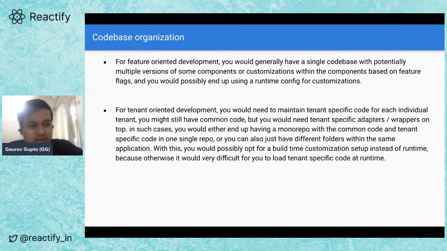But with tenant oriented development, you would probably need to make this decision at build time, because you have, say, 70 components which are customized for each of the tenants. It is very difficult for you to identify at runtime which of these components to load, and even if you load them, they should be compiled bundles of JavaScript code. You cannot compile them on the fly. So generally, the easiest thing to do here is to just have compile time multi-tenancy, where you will have separate builds for each of the tenants.